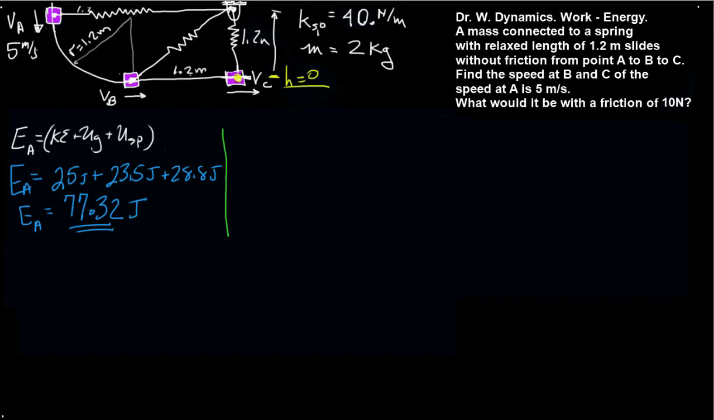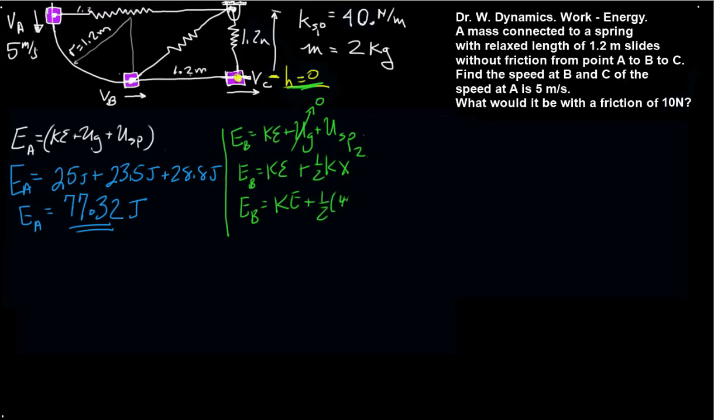Now let's do the same thing at B. So the energy at B will be the kinetic energy plus the gravitational energy plus the spring energy. And if we look here, we've reached the ground, so we know that this is 0 now. So the energy at B will be the kinetic energy plus 1/2 kx squared, which gives us energy of B of kinetic energy plus 1/2 times 40 and x here.